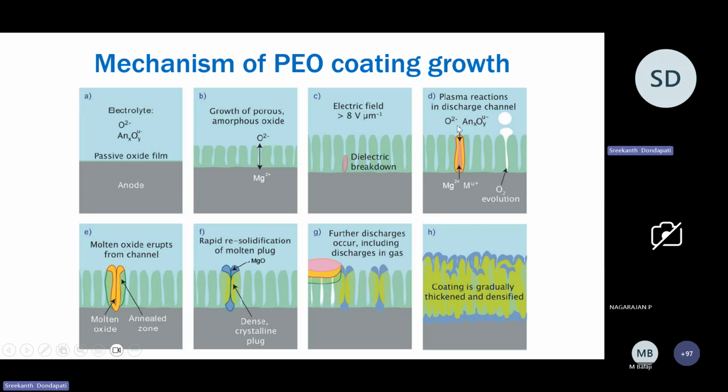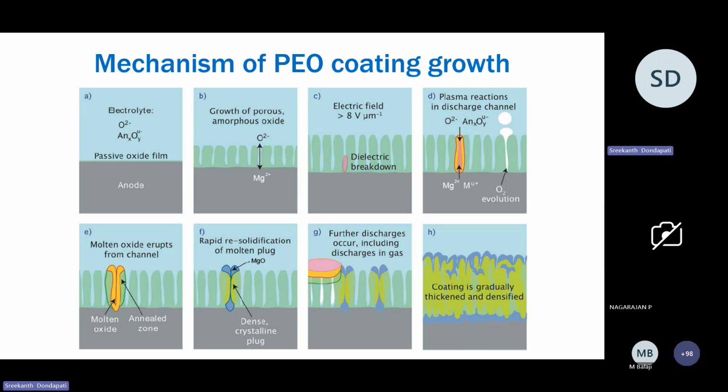Once the arcing starts, we consider each channel as a plasma channel where the reaction happens. Our substrate is magnesium, so magnesium ions will release, Mg2+, and from the surrounding electrolyte we have OH minus ions present. Mg2+ and OH minus will react and form magnesium oxide because of the high temperature. This molten oxide will erupt like a volcano, and immediately it will get quenched by the surrounding cool electrolyte. The electrolyte being cool is very important here.